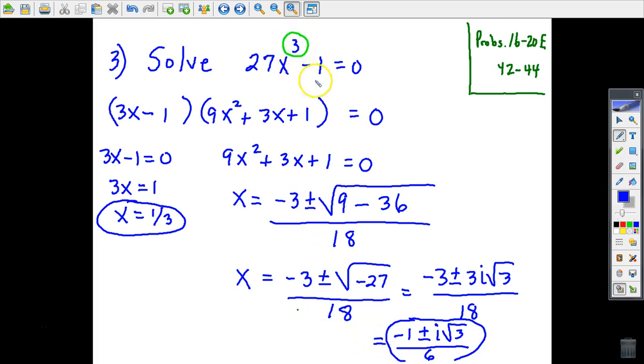Now somebody asked me earlier, could you show this using completing the square? So here is solving this quadratic equation with the quadratic formula. Now let's take a look at it if we use the completing the square method. And I'm not particular. You can use whichever one you feel most comfortable with.